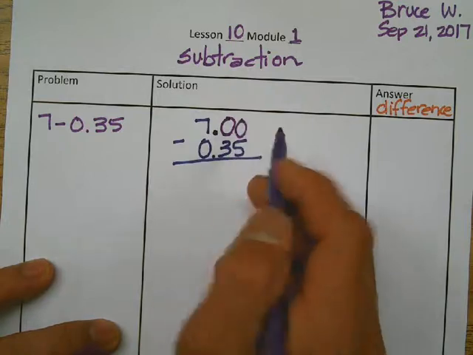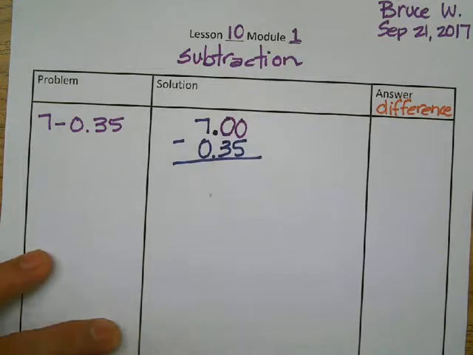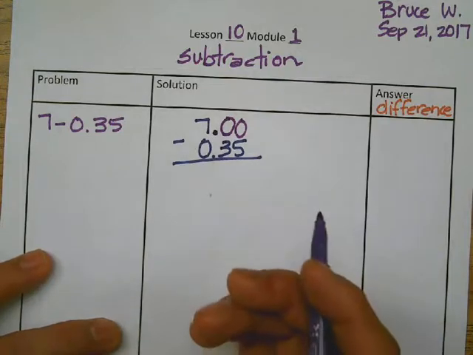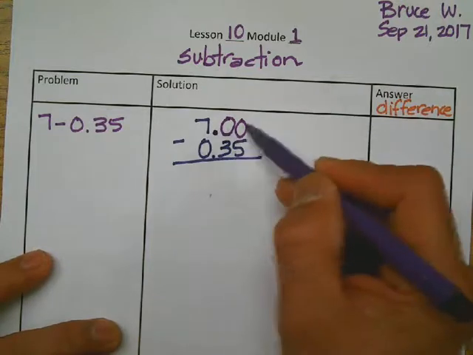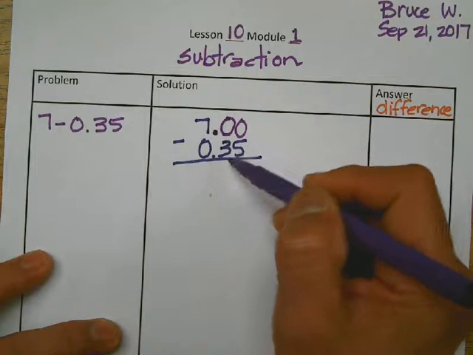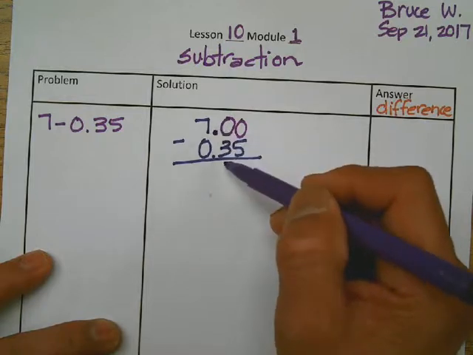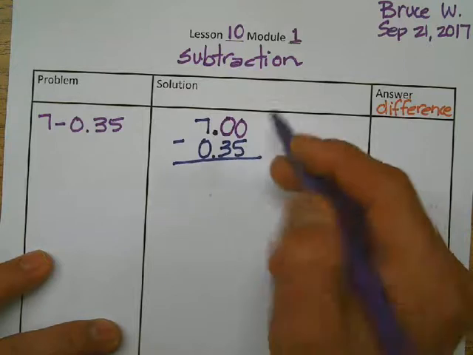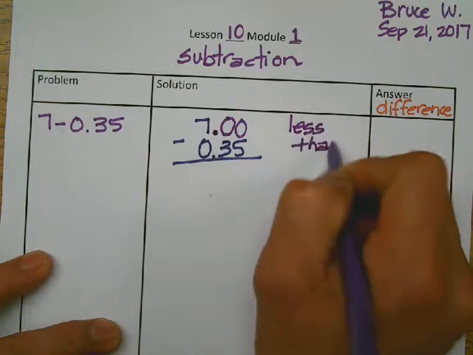And so I tell my students, okay, look, I want you to estimate. If you have $7 and you pay something that costs 35 cents, are you going to have more than $7 or less than $7? What do you think? You're right. The answer is less than $7, my friends. So we're going to make sure that is true.